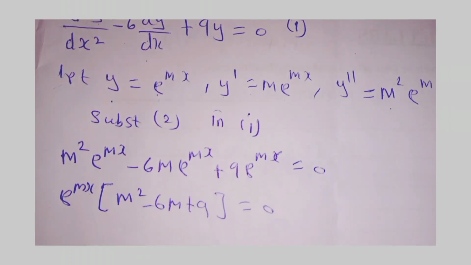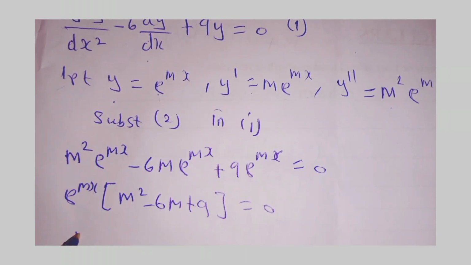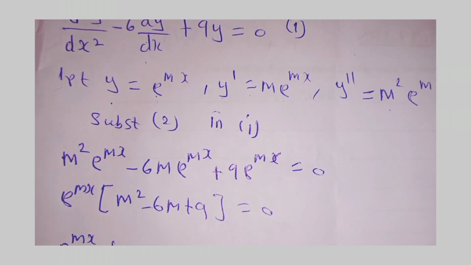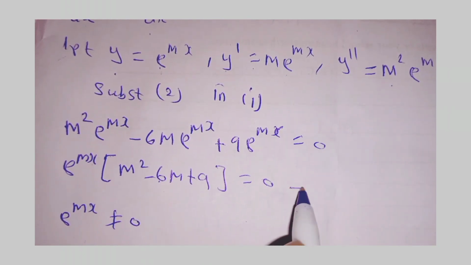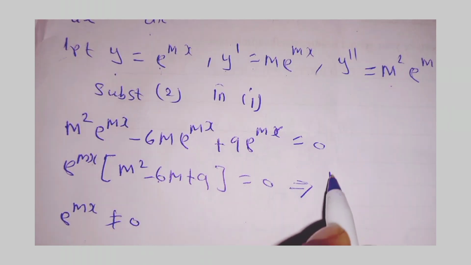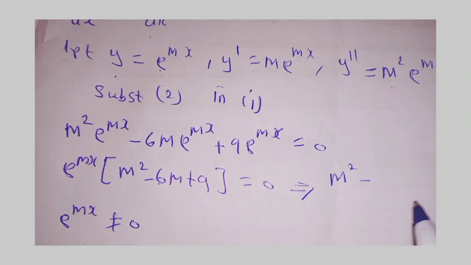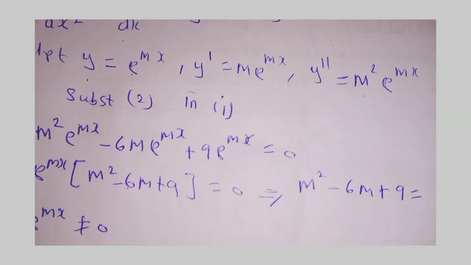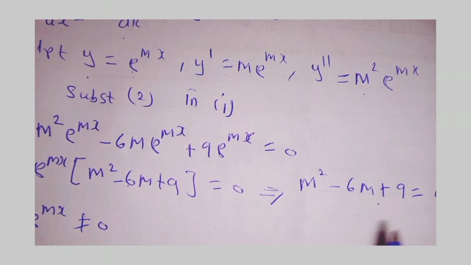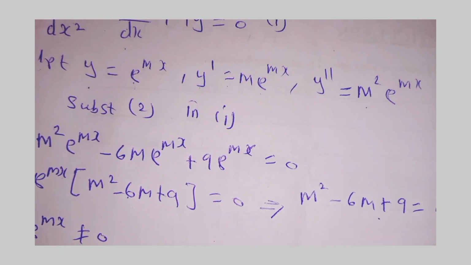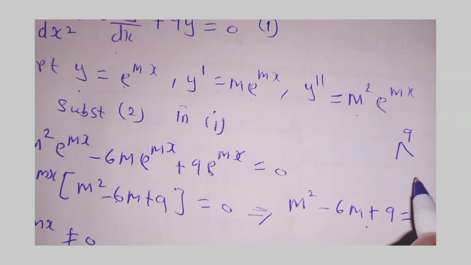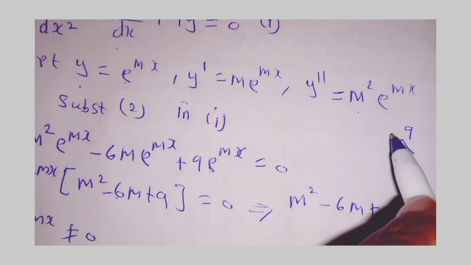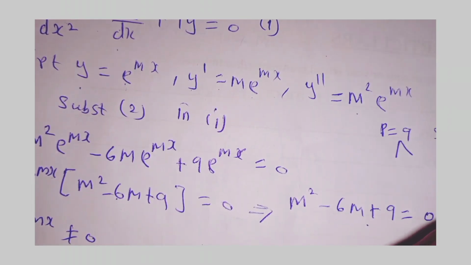Now, exponential mx can never be equal to 0, meaning that whatever is remaining in the bracket is the one which is equal to 0. So this implies that our m squared minus 6m plus 9 is equal to 0. This is a quadratic equation, whereby we have the product 9 and the sum negative 6.